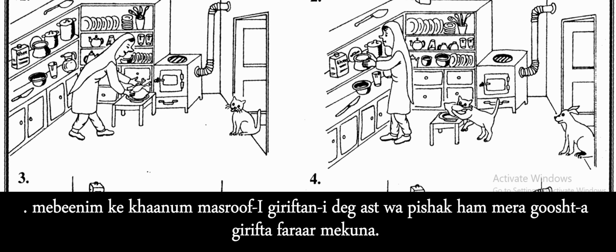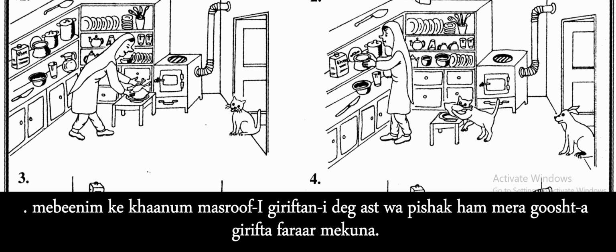میبینیم که خانم مصروف گرفتن دیگ است و پشک هم میره گوشت گرفته فرار کنه. Okay, let me read it one more time. میبینیم که خانم مصروف گرفتن دیگ است و پشک هم میره گوشت گرفته فرار کنه. So what does the sentence mean? میبینیم که خانم مصروف گرفتن دیگ است. So we see the lady or the woman is busy taking the pot و پشک هم میره and the cat goes گوشت گرفته فرار کنه. Takes the meat and runs away.